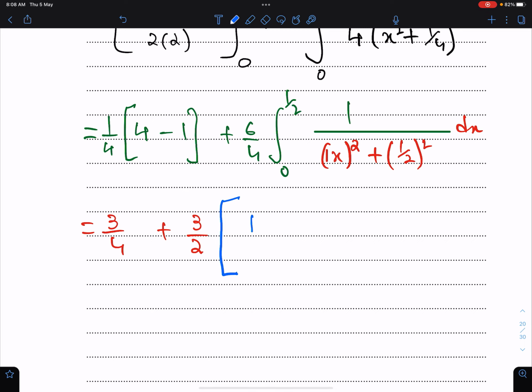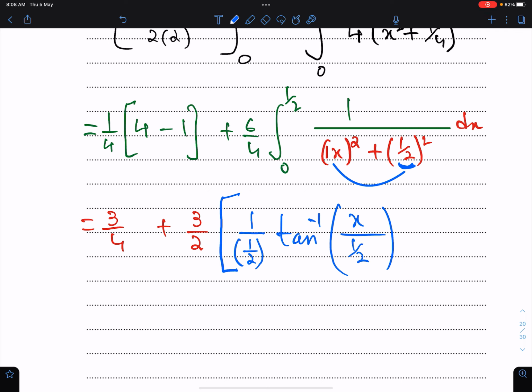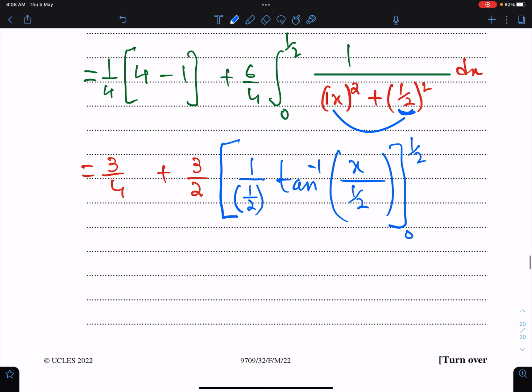According to tan inverse formula, we write this thing as 1 upon this thing. Then tan inverse, and then we write fraction of these two. The fraction of these two is x upon half. This is the way to apply tan inverse formula. You must be good at this concept. You can watch my lectures on tan inverse on the channel.